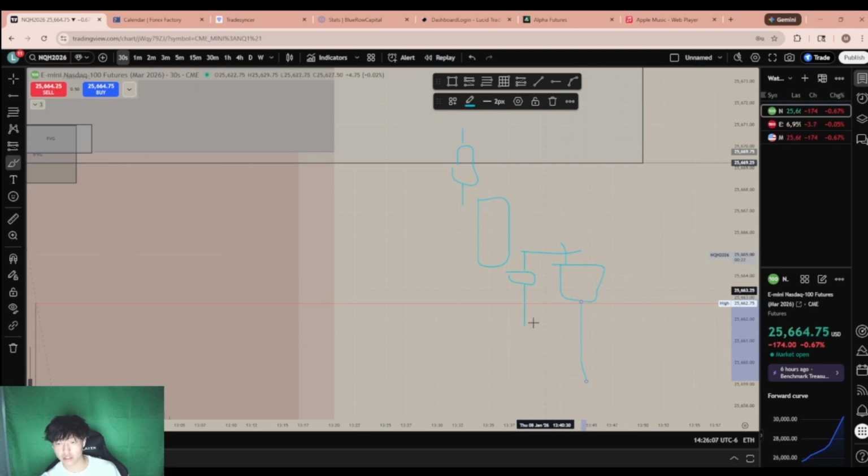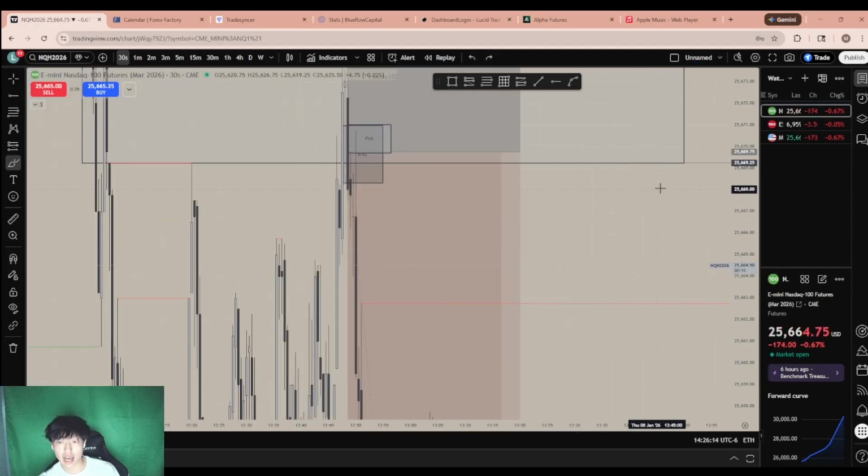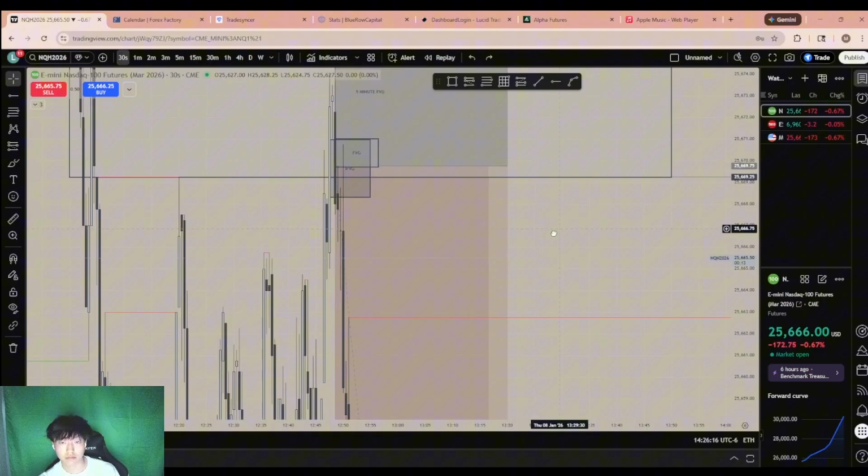Okay? And then you get a move down, or a continuation or whatever. Okay? That's a high probability fair value gap.